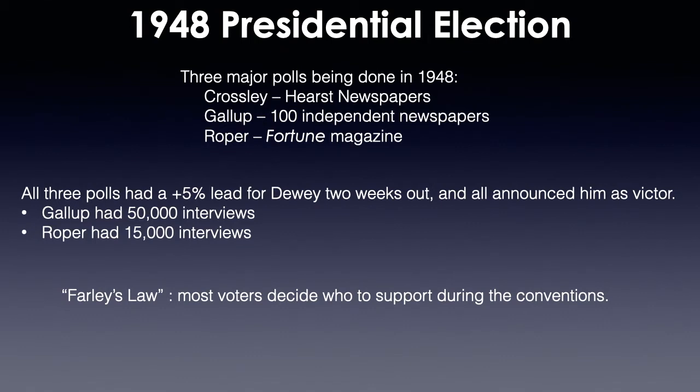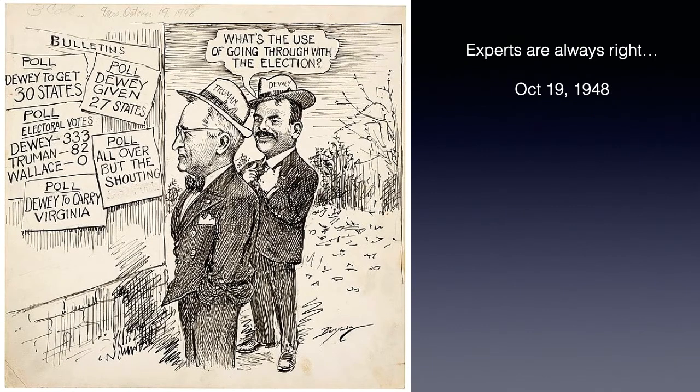Now, it was true that President Truman had decided to travel around the country making additional appeals, but these efforts were widely dismissed. After all, the media knew what was going to happen based on the polls that they had been doing. A political cartoon dated October 19, 1948 aptly summarizes this conventional wisdom. Truman was clearly done for, and the Republican Thomas Dewey would surely be elected according to the experts.